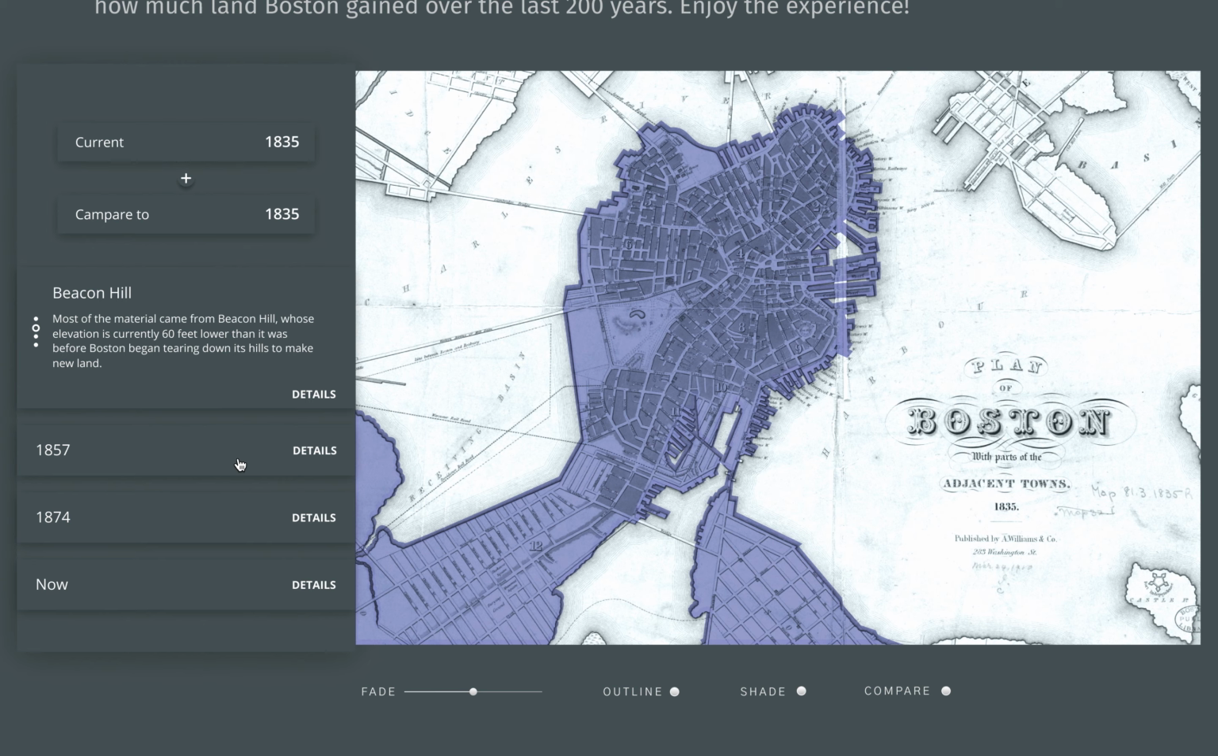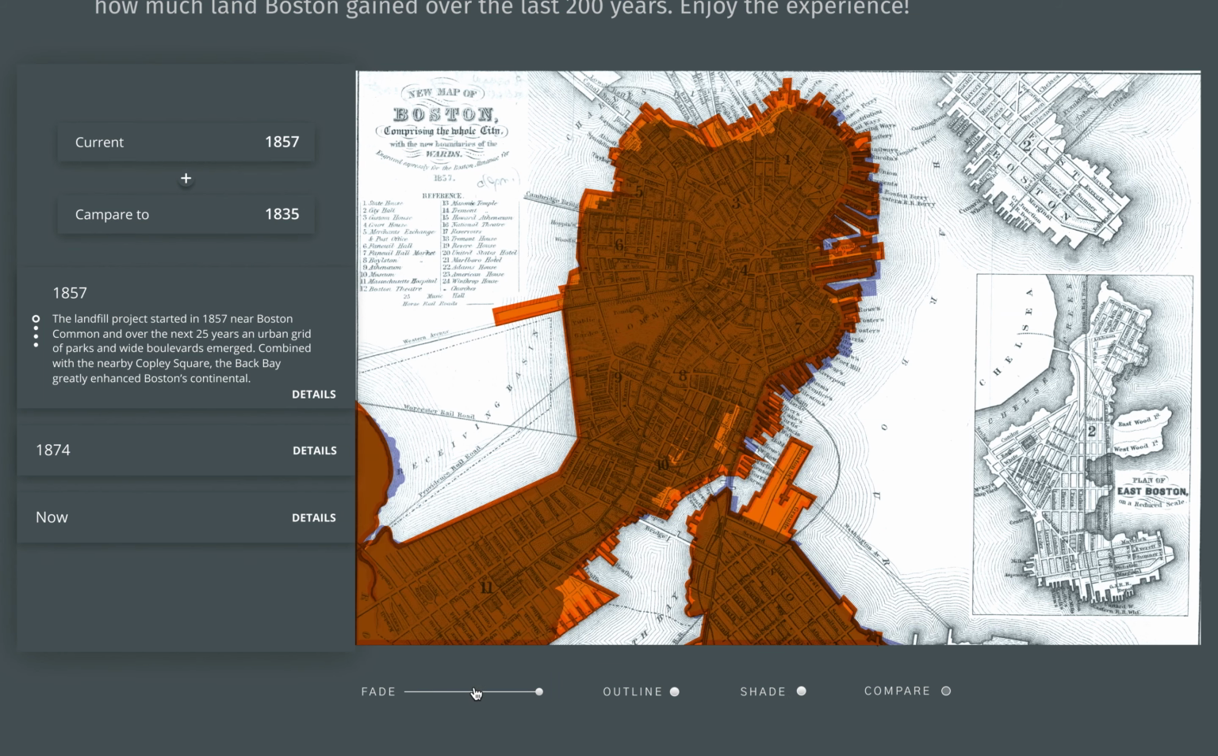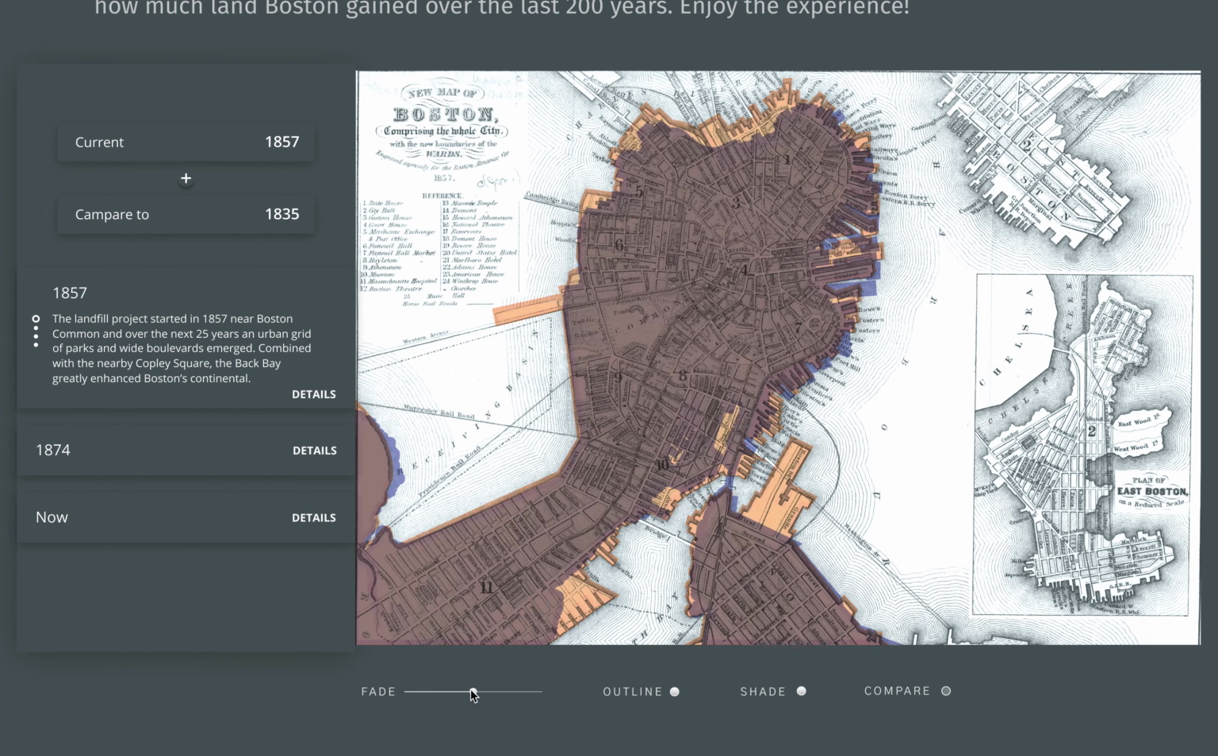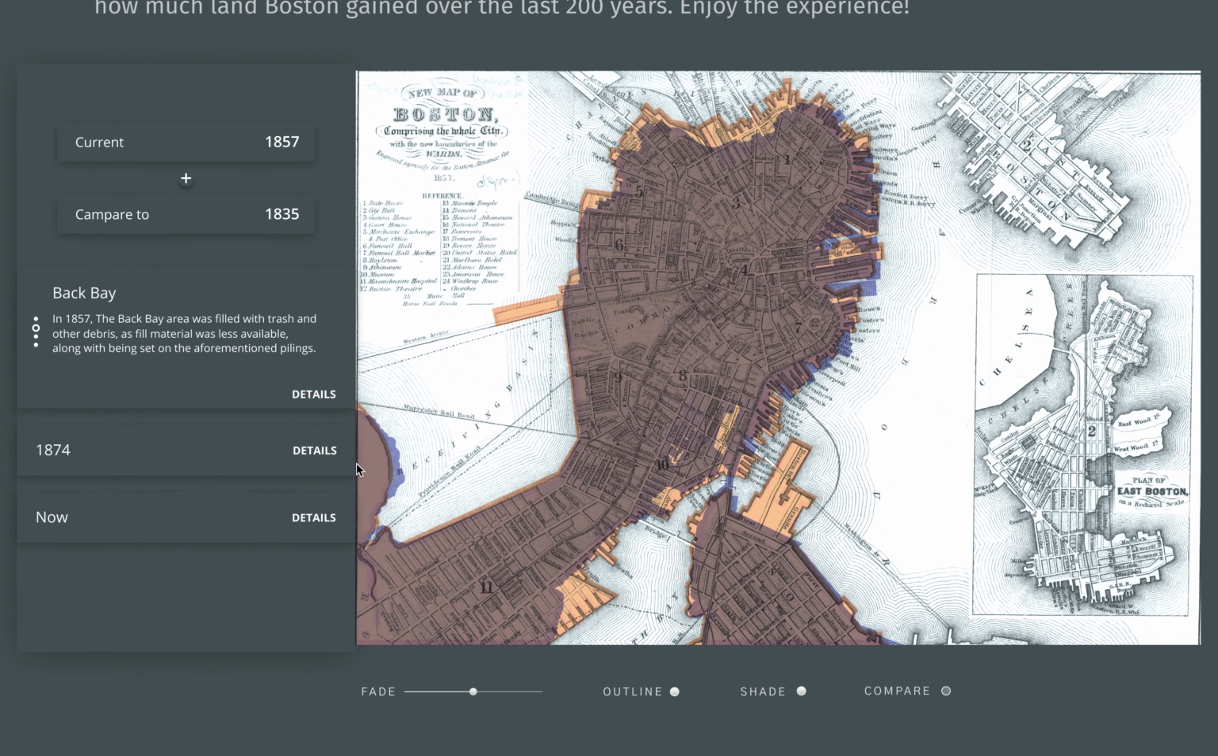You can see in 1857, we started to gain some lands around the outer edges. We can always adjust the transparency of the shaded area by using the fade feature. Can you imagine, at that time, the Back Bay area was filled with trash and other debris as fill material was less available. Today, the major land-making projects are over.